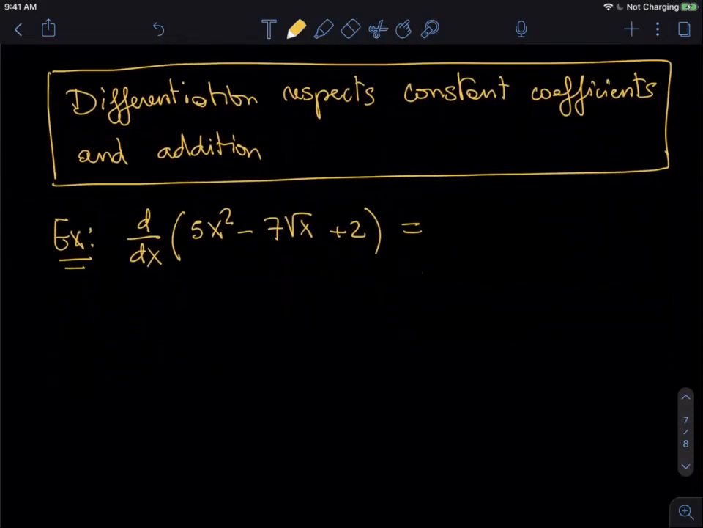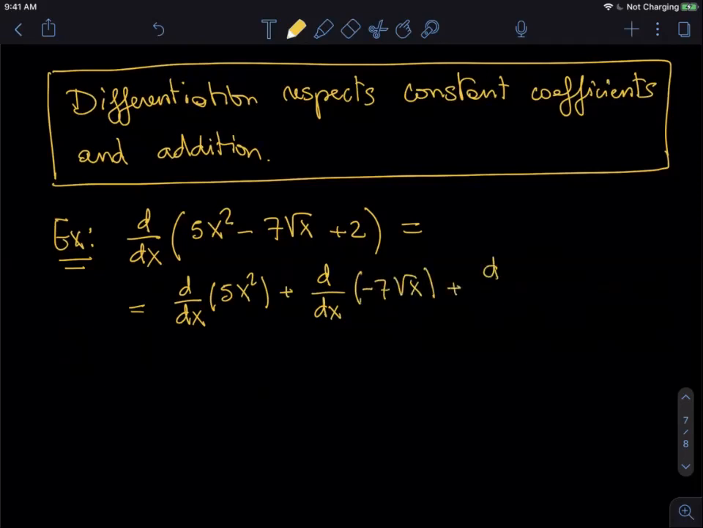I can split the long formula into smaller pieces. So this is d/dx. So it respects the addition. That means that I can break the formula wherever I have an addition or subtraction. So in this case, I have the derivative of 5x squared plus the derivative of negative 7 square root of x plus the derivative of 2. The derivative of 2 is 0. So that one, we are done.